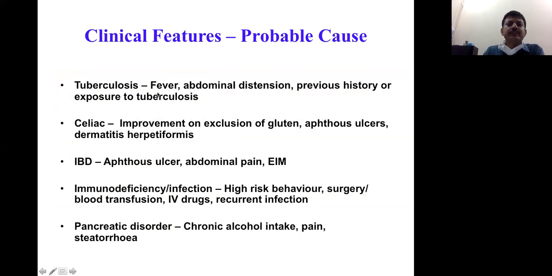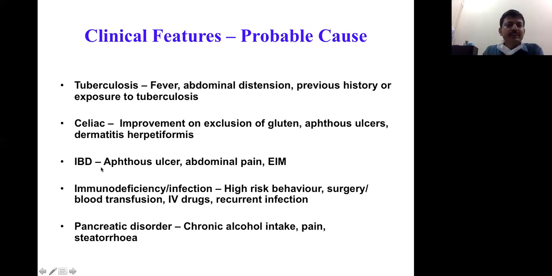So for tuberculosis, it's basically patient may have fever, there may be ascites leading to abdominal distension, past history of tuberculosis or family history of tuberculosis. For celiac disease, the symptoms may be related to wheat or gluten in the diet. So the symptoms may improve when the patient avoids wheat products, and they may worsen with wheat product. They may have ulcers in the mouth. They may have skin manifestations like dermatitis herpetiformis. Celiac also can have other disorders, like they may have thyroid problem or other issues as well.